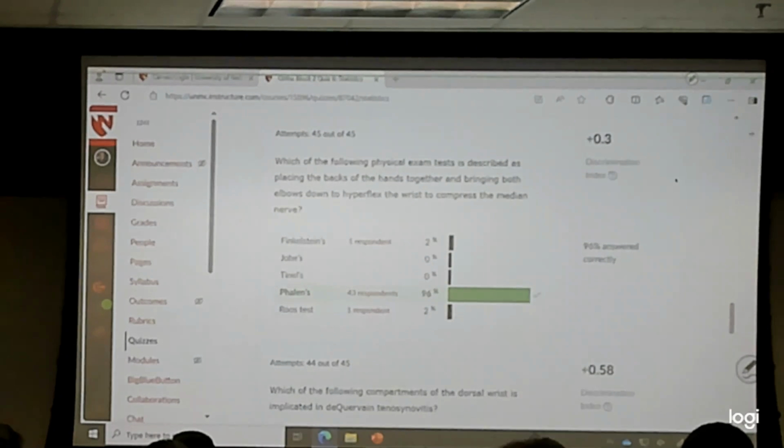Which of the following physical exam tests is described as placing the backs of the hands together and bringing the elbows down to hyperflex the wrist to compress the median nerve? So bring your body to the test. Put the backs of your hands together, bring your elbows down and say, ooh, which one's this? Okay, that one's Phalen's.